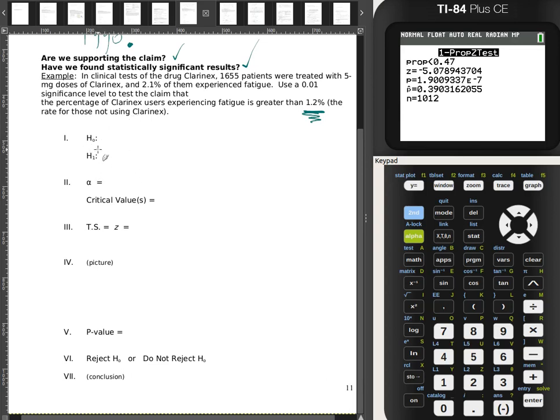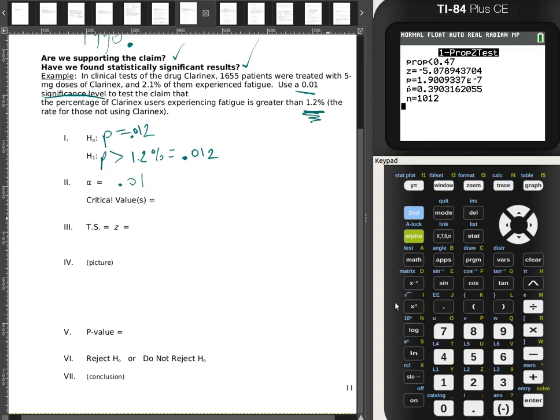But in this case, what are we dealing with? We're testing whether the proportion is greater than 1.2%, which of course is 0.012. We're testing whether the proportion of people getting fatigue is more than this, and so the null hypothesis should just say equals 0.012. The alpha value in this case, it says use a significance level of 0.01 to test the claim, so this one goes 0.01.